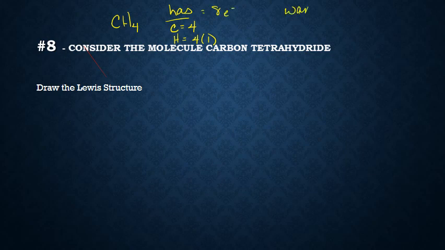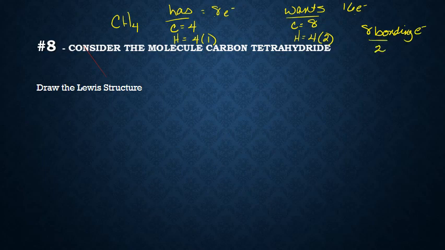Carbon wants to feel like it has 8. Hydrogen, each one of these wants to feel like it has 2. So it really wants to feel like it has 16 electrons. When I subtract these 2 numbers, I end up with 8 bonding electrons. Divide by 2 electrons in a bond, I end up with 4 bonds. Putting carbon in the center, C for carbon, 4 bonds coming off of that. And we now have the structure for methane.